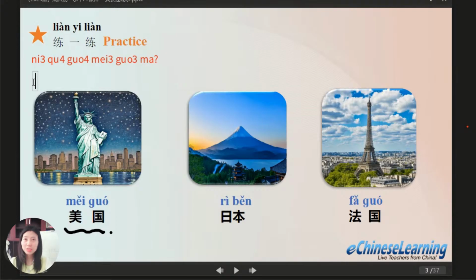How can we say I have been to the US? According to the structure, the first word we put here should be the subject, right? The subject will be 我.